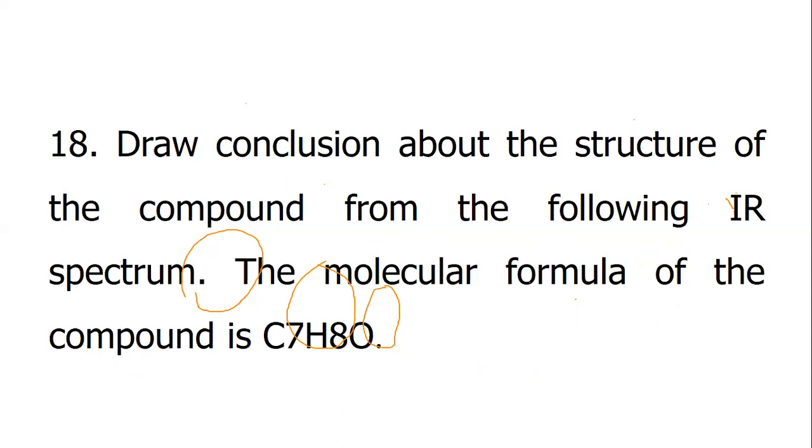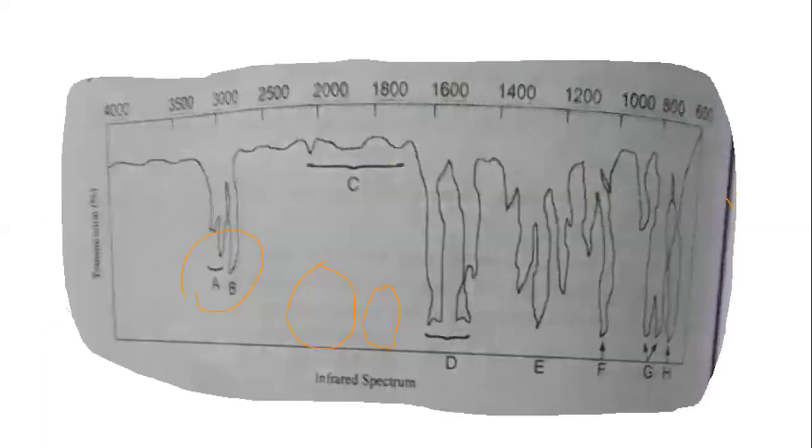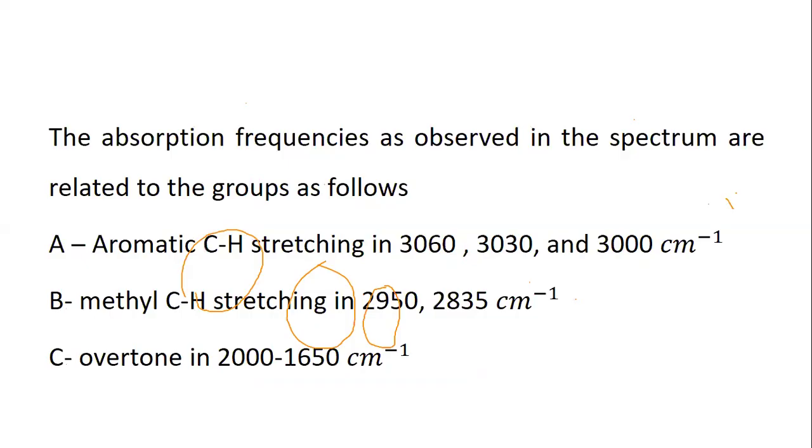Question number 18. Draw the conclusion about the structure of the compound from the following IR spectrum. The molecular formula of the compound is C7H8O. This is the IR spectrum. The absorption frequencies observed in the spectrum are related to aromatic carbon-hydrogen stretching at 3060, 3030 and 3000 per cm.